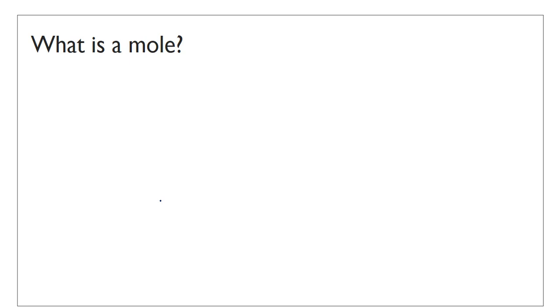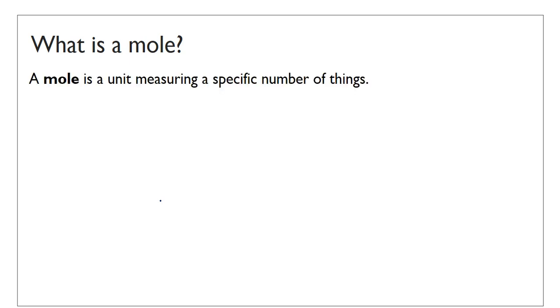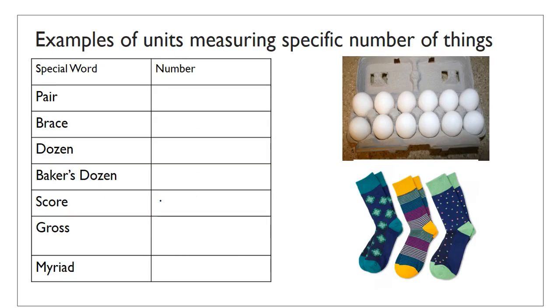Now, there are multiple definitions of the word mole, but we're not talking about the furry animal or the spot on your face. In chemistry, a mole is a unit measuring a specific number of things. And you should have seen a few examples of a unit measuring a specific number of things in your everyday life. So I'm just going to give you a few examples here.